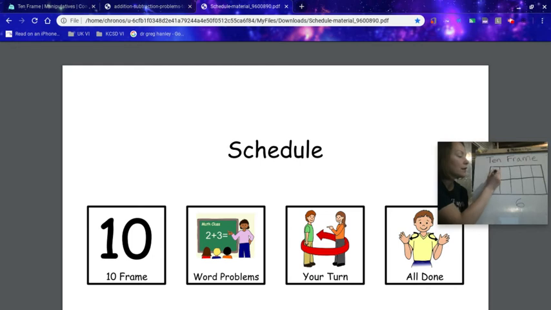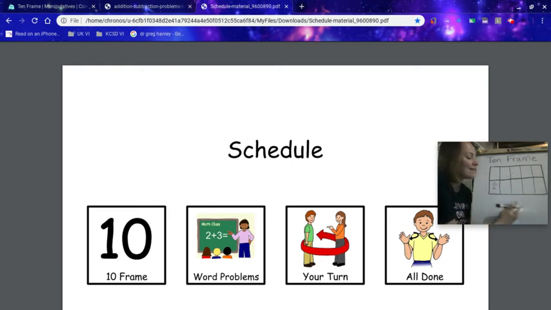Well, I'm going to start by filling in the top row. Now I have 5. I need one more. 5, 6. That's how we make 6 on the 10 frame. Great work. All right. Let's go ahead and make another number on the 10 frame.